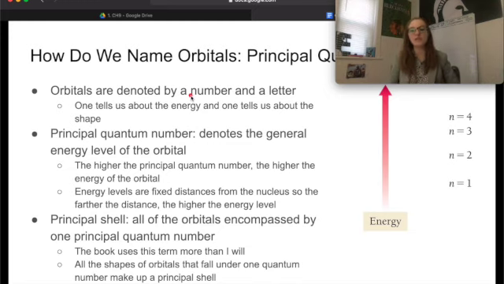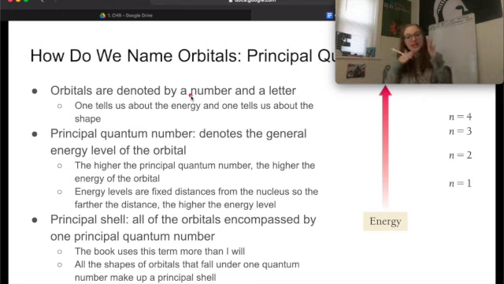Okay, so we're talking about orbitals. We have to start talking about how to name the orbitals, how to talk about them. I've been kind of vague about it. It's time. So orbitals are denoted by both a number and a letter, okay? One tells us more about the energy and one tells us a lot about the shape.